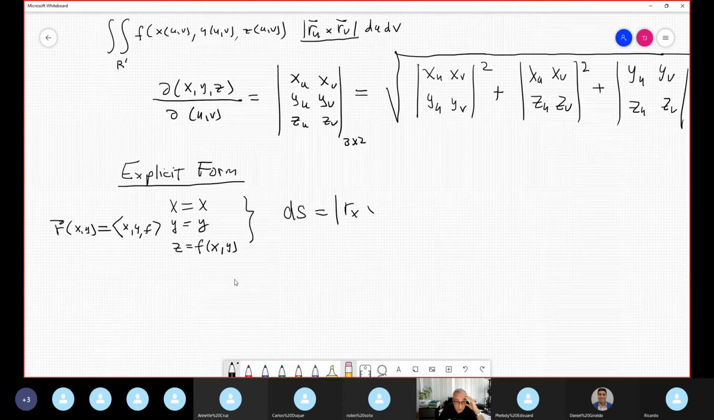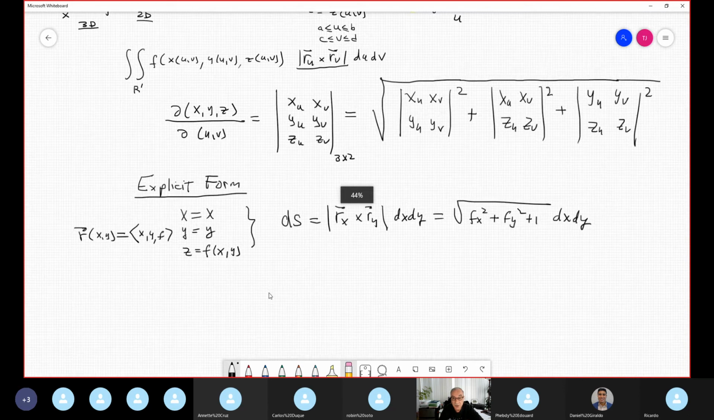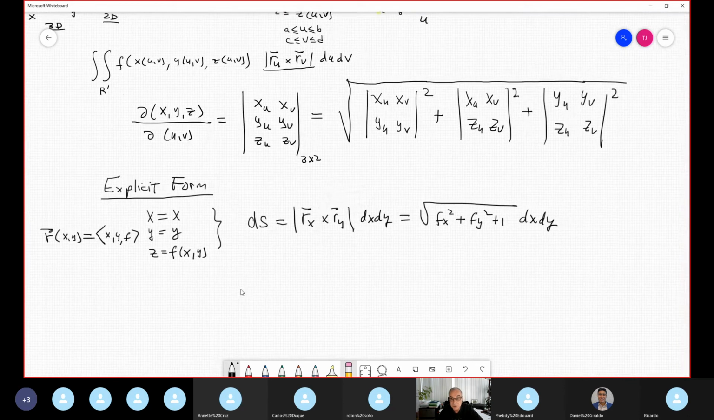And now you are doing the partial derivative with respect to x, the partial derivative with respect to y. I don't want to do it again because I did it before, then the cross product dx dy, and you compute it. And this magnitude is equal to the square root of f_x squared plus f_y squared plus 1, dx dy. Okay, this is very well known. The new thing is to try to see if this square root is the same or not.